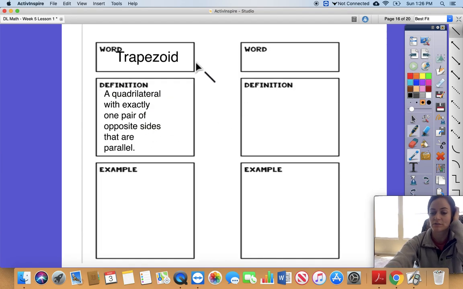So let's write trapezoid in our vocab book. A trapezoid is a quadrilateral with exactly one pair of opposite sides that are parallel, okay? Just one pair. A parallelogram has 2 pairs, right? A trapezoid only has 1. So that's what makes them different. So earlier when we said a parallelogram is like a dog, a trapezoid is a cat. Okay, they're similar, but they have a little bit of differences.